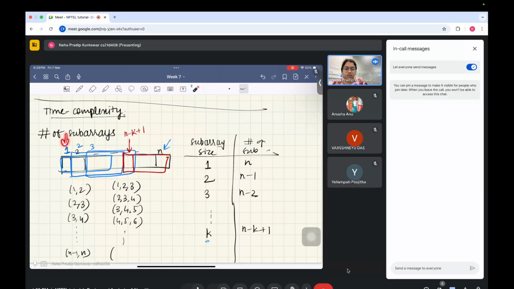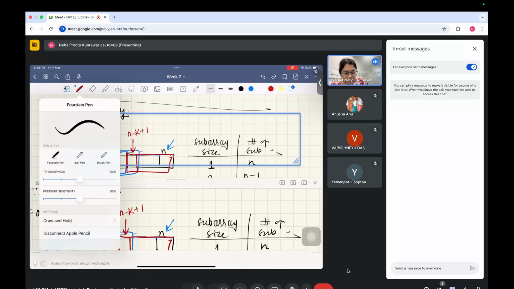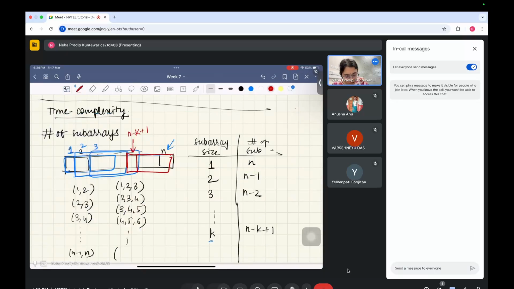So there is one subarray starting at 1, there is another subarray starting at 2, and finally there is one subarray starting at n minus k plus 1. And that's why when you get to k equals n, there will be exactly one subarray of size n, which is what is given to you. So that is the count. And so if we sum them up, what is this?